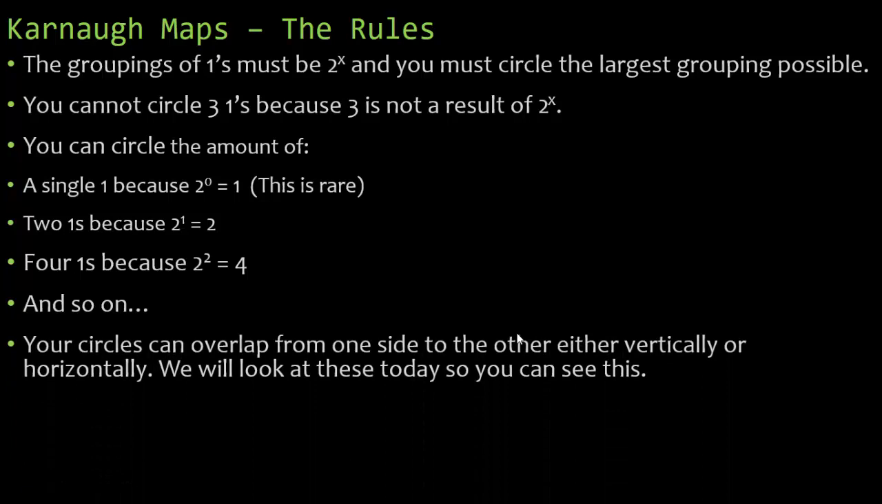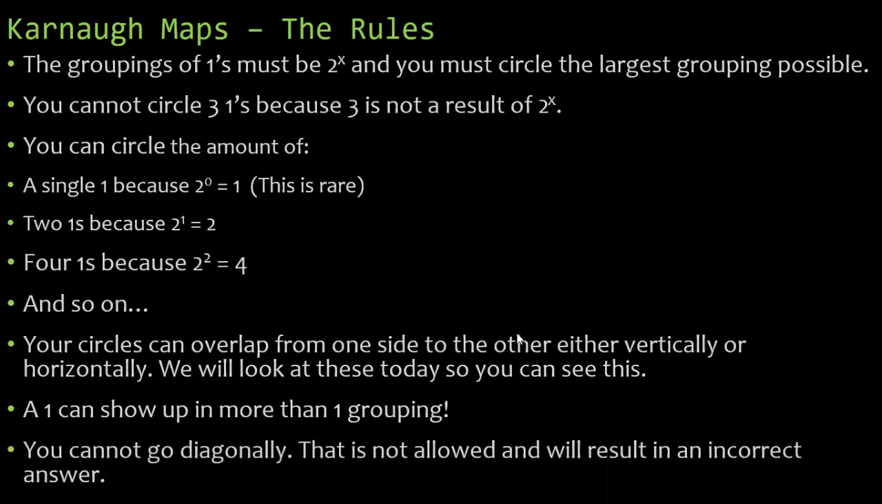Your circles can overlap from one side to the other, either vertically or horizontally. Now we're going to look at these today so you can see this. And a 1 can show up in more than one grouping. You need to be aware of that. We have an example on that as well. Now, there's something you cannot do. You cannot circle diagonally. This is not allowed. It's going to result in an incorrect answer if you try it.